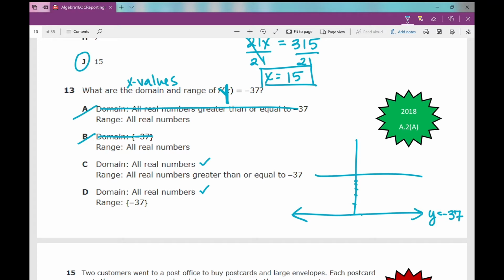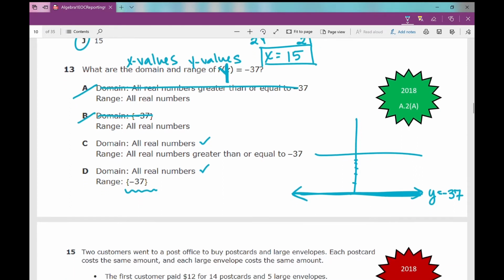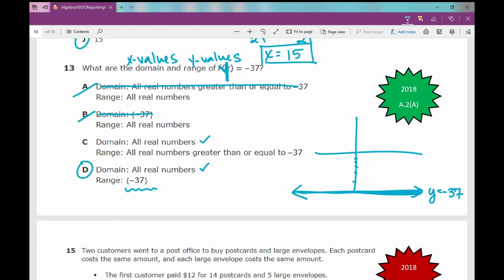Okay, now we're looking for the range. Range is your set of y values. So what are the x values and the y values for y equals -37? Well, if you look at your table of values, what are all the y values? Every single one of them is -37. There's nothing else because every y value on this line is -37. Doesn't matter what x is, y is -37. So your answer is D.